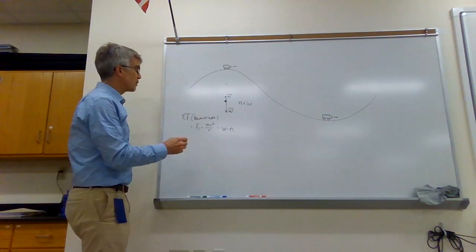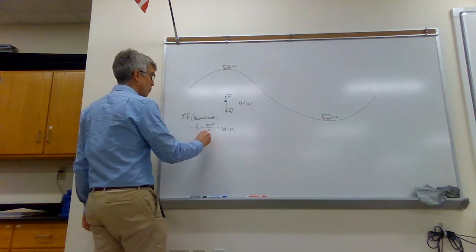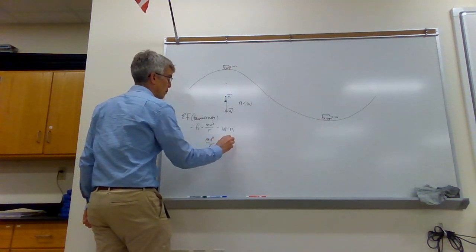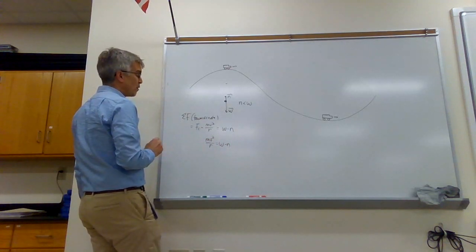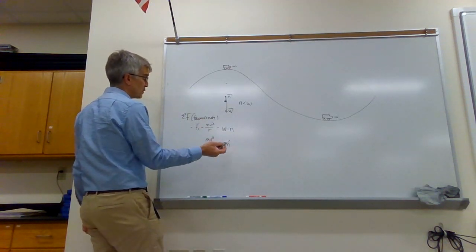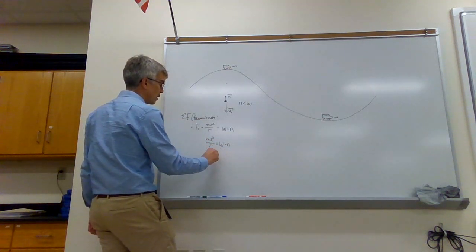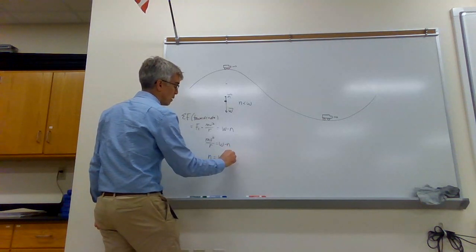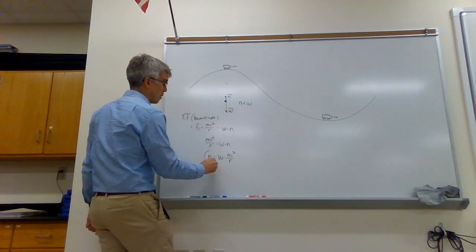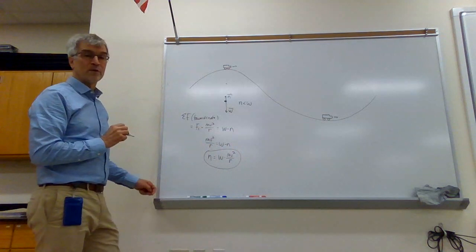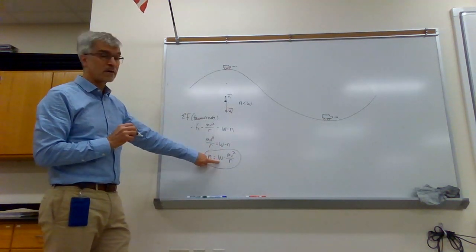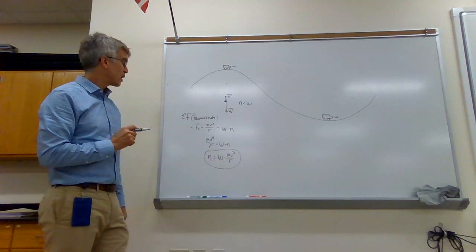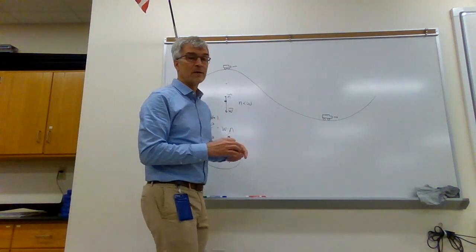Now, if I solve this for N, so add N to both sides, subtract mv squared over r from both sides. Maybe not the most efficient way to do it, but my normal force, the size of my normal force is smaller than the size of the weight by this mv squared over r. Now let's come over here at the bottom of the hill.